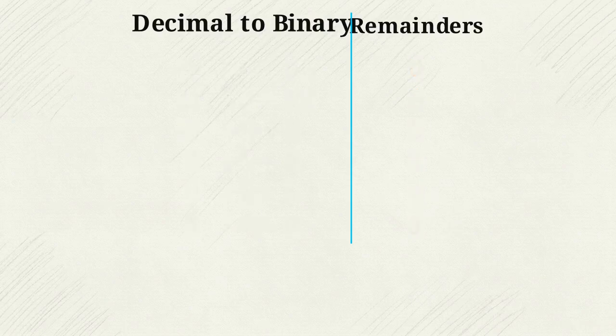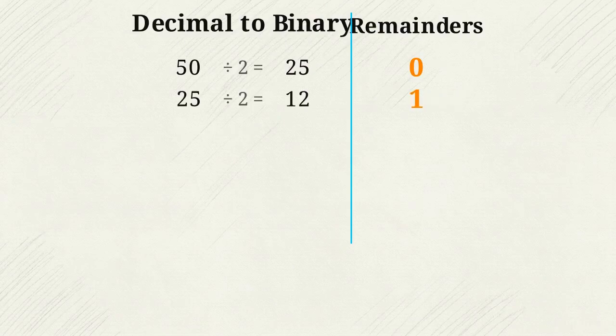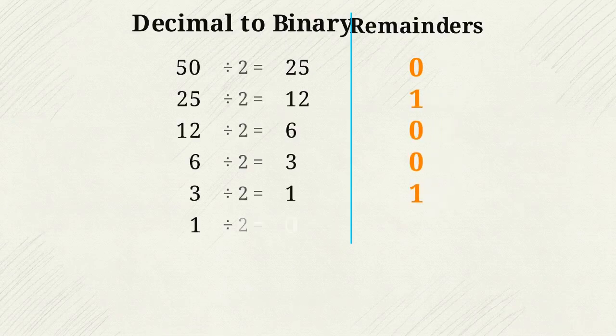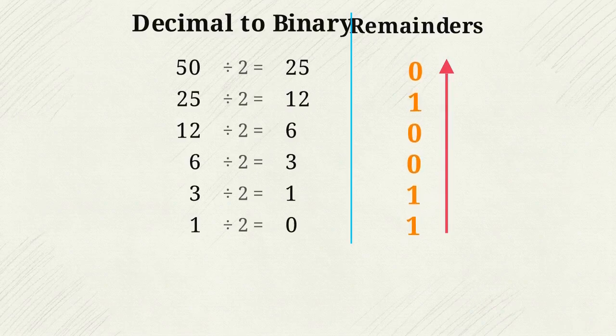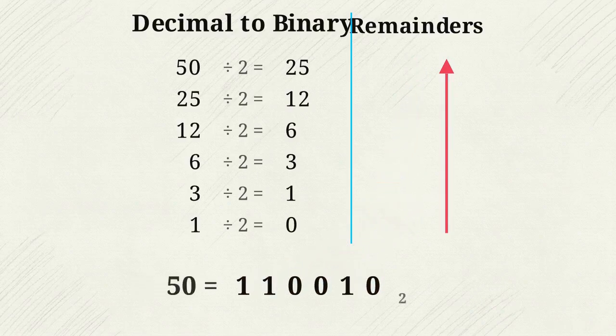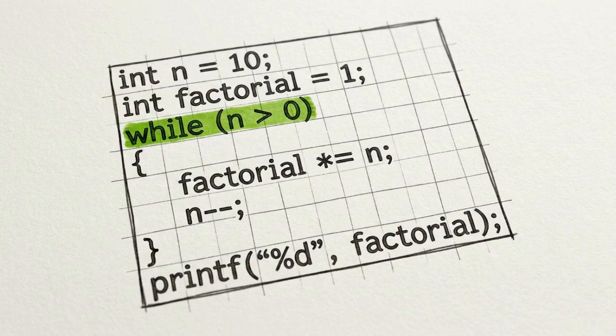We see the same process with the number 50. We divide until we reach 0, isolating each remainder. To get the correct binary string, read those remainders from the bottom to the top. 50 becomes 110010. This manual math maps directly to a C++ program.